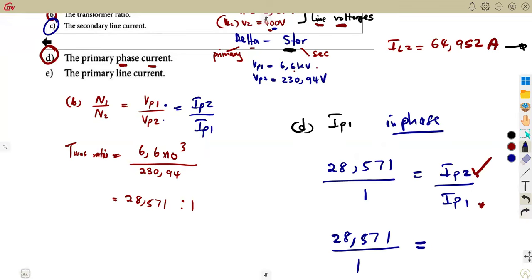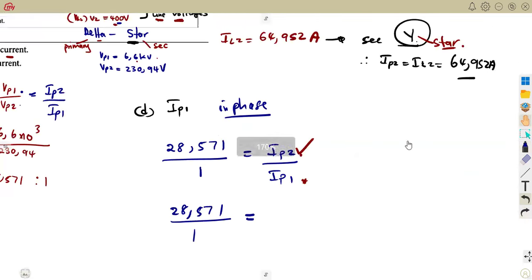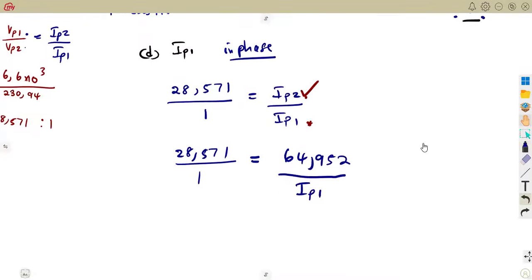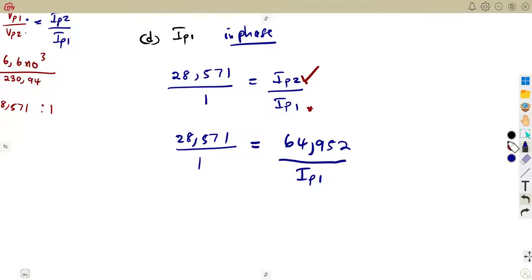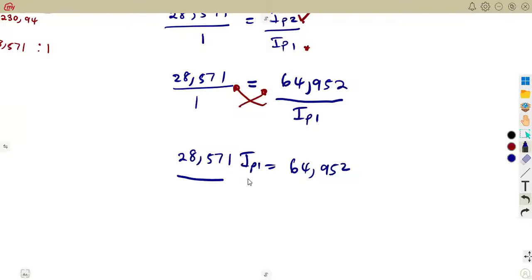So it is equal to the phase current of the secondary side. What is the phase current? 64.952. It was just that they are the same. There is no change from what we had before, over the primary side, the phase current. So we can calculate this phase. So what was going to be our answer? Just try to cross multiply. That was going to be 28,571 IP1 is equal to 1 times this, which is 64.952. You need to calculate the first, so definitely divide by what?